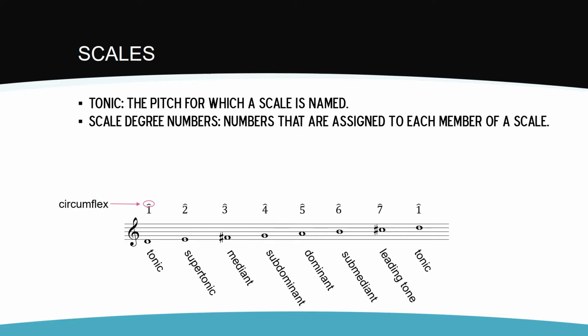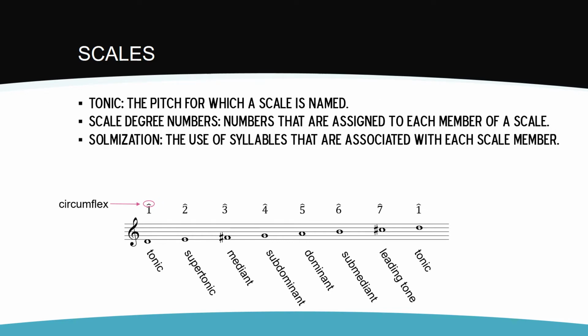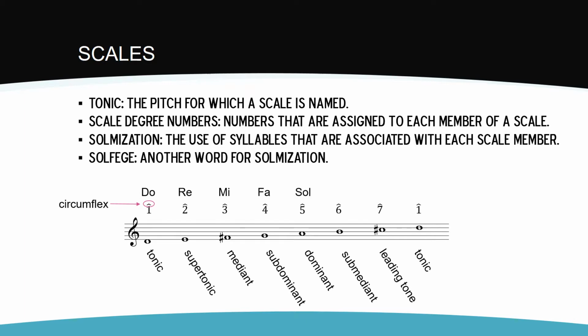Finally, through a process called solmization, we can associate each scale member with a different syllable. This is a mnemonic device used to help in the singing of scales and intervals. We use solfege syllables to refer to each scale member. The tonic is referred to as do. The supertonic is re, the mediant is mi, the subdominant is fa, the dominant is sol, the submediant is la, and the leading tone is ti.